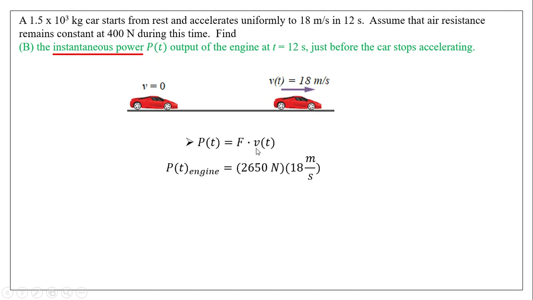Well, what is the velocity at that moment in time? Well, at 12 seconds, the problem states that it is moving at a rate of 18 meters per second. And the wording here says it accelerates uniformly to 18 meters per second in 12 seconds. So this particular part references 12 seconds. So my final velocity, or my instantaneous velocity, would be 18 meters per second. So therefore, the instantaneous power would be 47,700 watts. Okay, and that's it for part B.